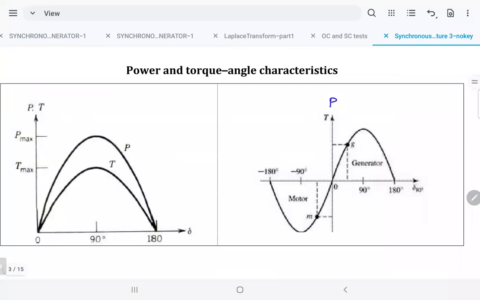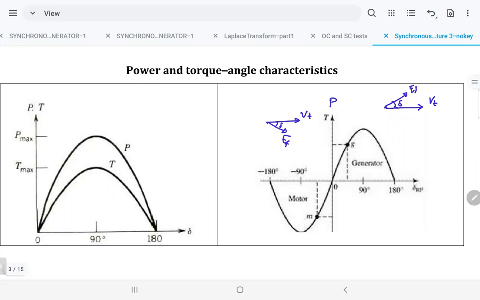When it's motor, delta is negative. So in this half, the right half, that will be the terminal voltage, and delta is positive. It means EF is leading the terminal voltage. That's generator. If it's motor, you got VT, and then you got EF behind by delta. What is delta called? Delta is called power angle, and also they call it torque angle.